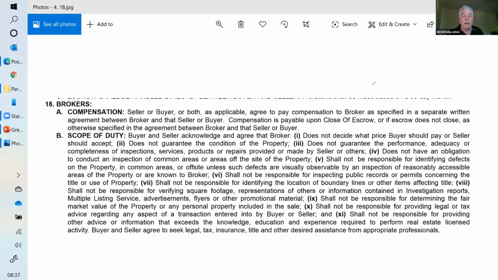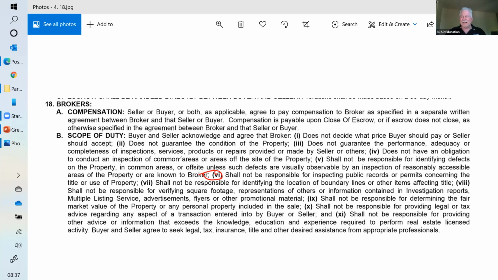Number 6, shall not be responsible for inspecting public records or permits. It says right here I don't have to go pull permits. If I go pull permits, I've just gone outside of my area of expertise, and I might be liable. I might be liable for missing permits, or for saying that there aren't any, or I got the wrong property and I said there are permits when in fact there aren't, or that the permits are sufficient for the purposes that the buyer has. The buyer needs to do that.